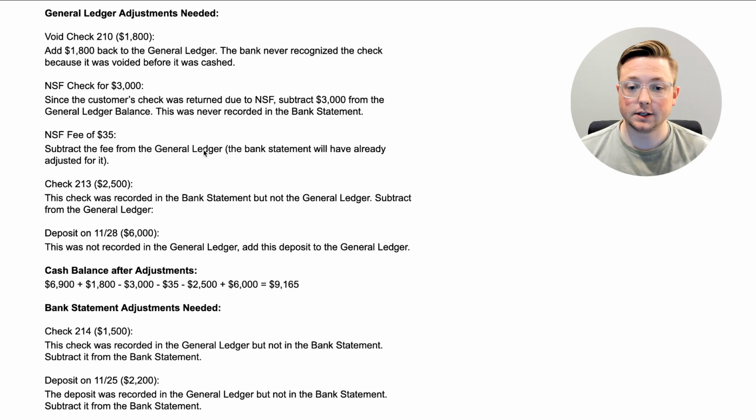That wasn't recorded in the general ledger, so we have to adjust that. We have to subtract that from the general ledger. Remember, the bank statement will have already adjusted for it because they're the ones charging the fee.